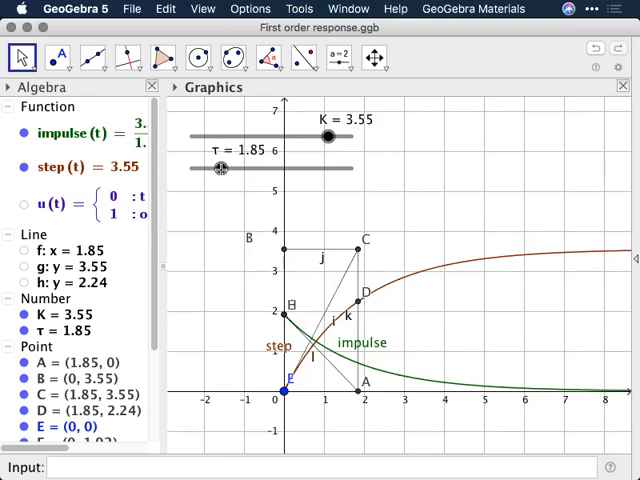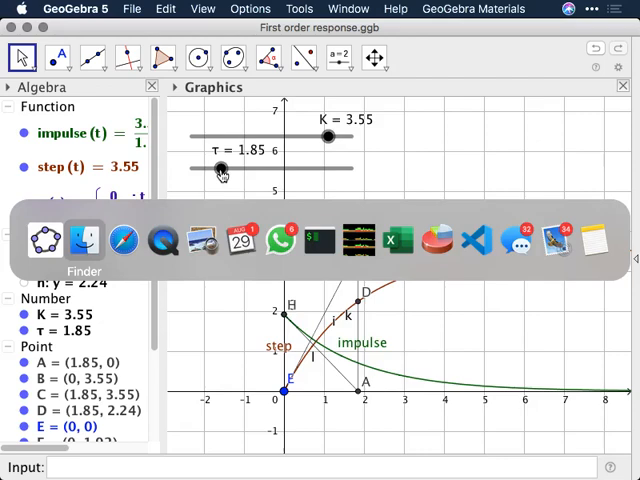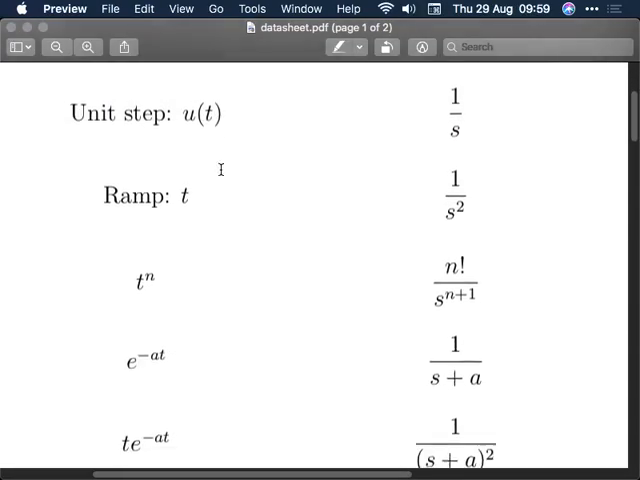Now, there are a couple of additional things in the textbook. I've been speaking here about the impulse response and the step response, but remember that I could also talk about the ramp response or any of the other responses in the table. Basically, any of the functions in the table has a corresponding response.